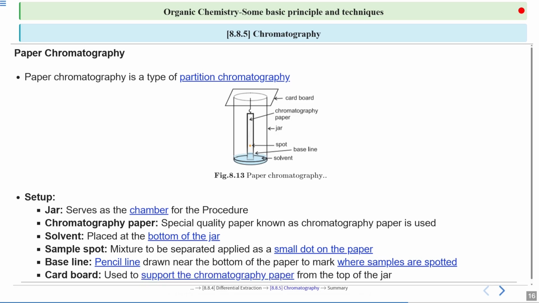Lastly, we have a cardboard. It is used to support the chromatography paper from the top of the jar. This ensures that the paper stays upright and stable during the whole process.